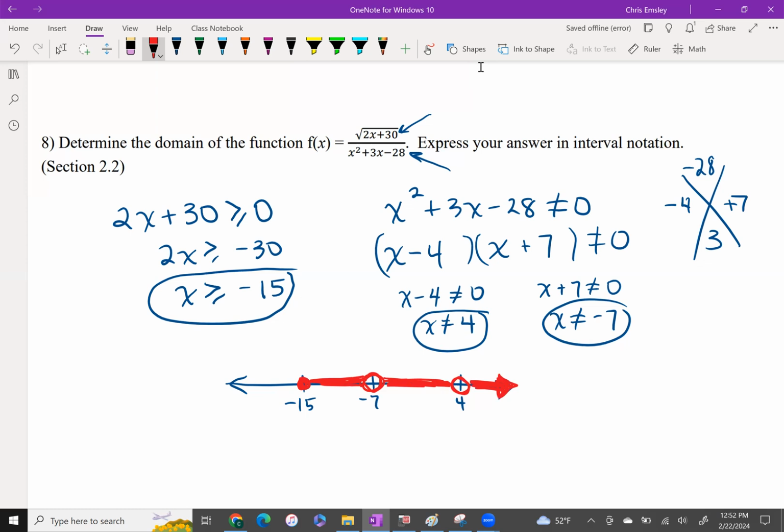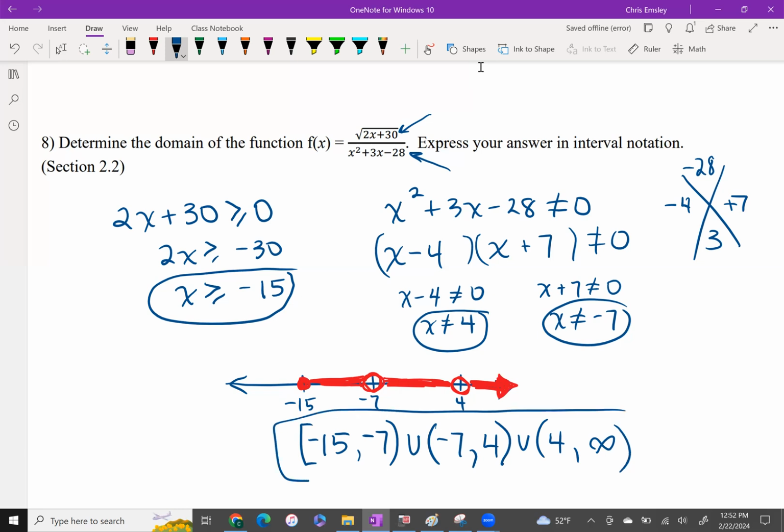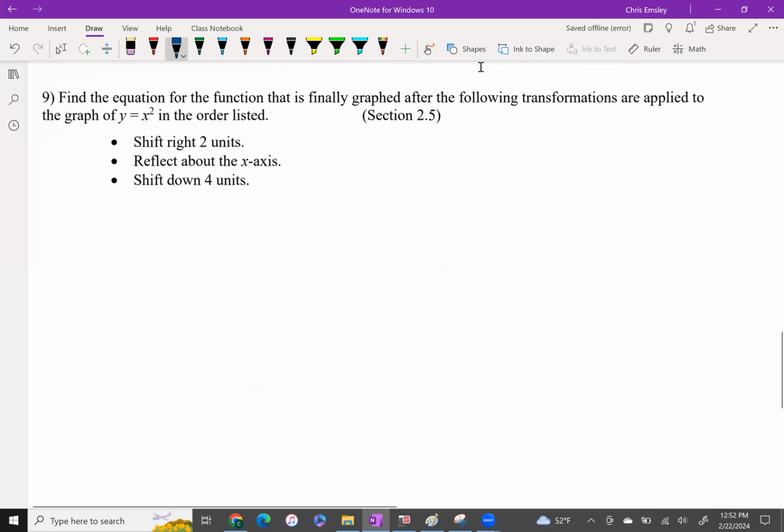The interval notation to match that number line, closed circle is a square bracket. We stop at negative 7 to kick it out. It's not part of our domain. And then we include all the numbers between negative 7 and 4, but we stop at 4 to kick it out because it's not part of our domain. And then we need all our numbers bigger than 4. There is our domain in interval notation.